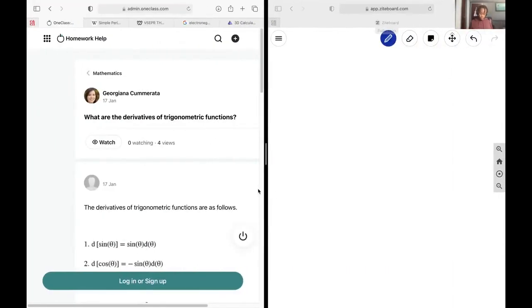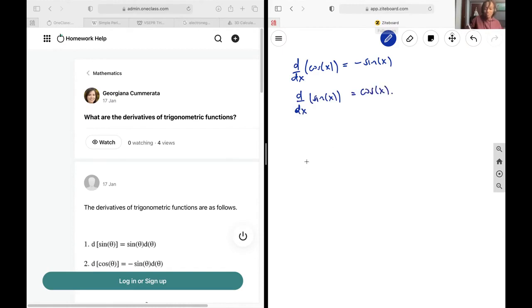Okay, so for our first question, we're going to be finding the derivatives of our trig functions. For the first commonly known ones, we're going to find that the derivative of cos x is going to give us negative sine x. The derivative of sine x is going to give us cos x.